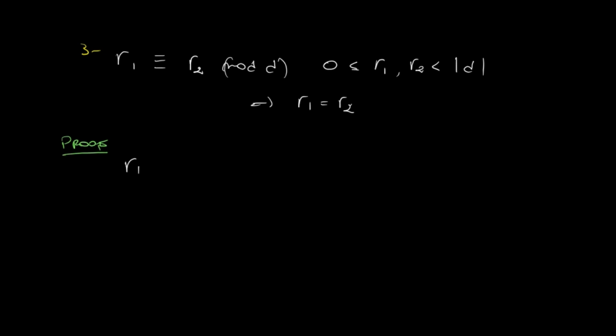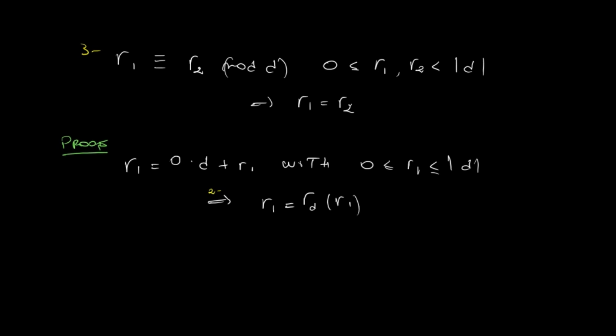We can write R1 as 0 times d plus R1, with 0 smaller than R1, smaller than d. Then the property 2 will tell us that R1 equals the remainder in the division by d of R1.